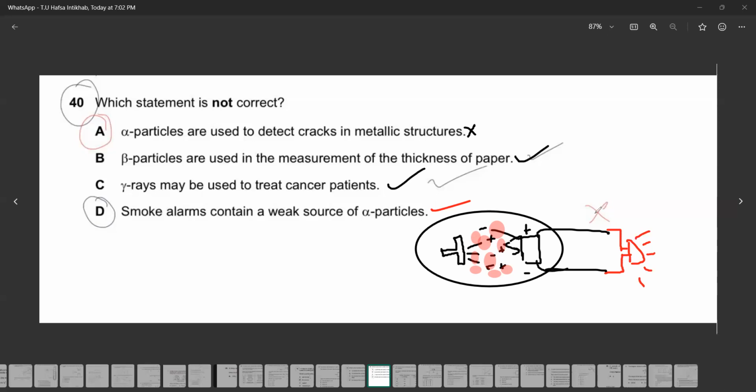How does it work? There is a NOT gate connected here. With this NOT gate, this is digital electronics, when there is no signal, the NOT gate will supply a current, and with this current, the bell will start to work.